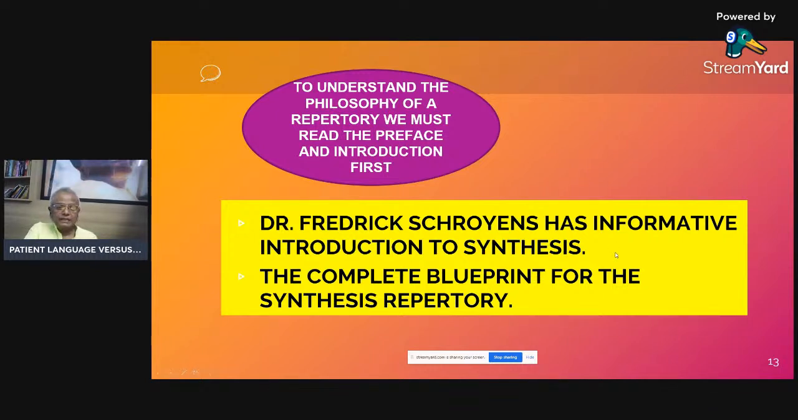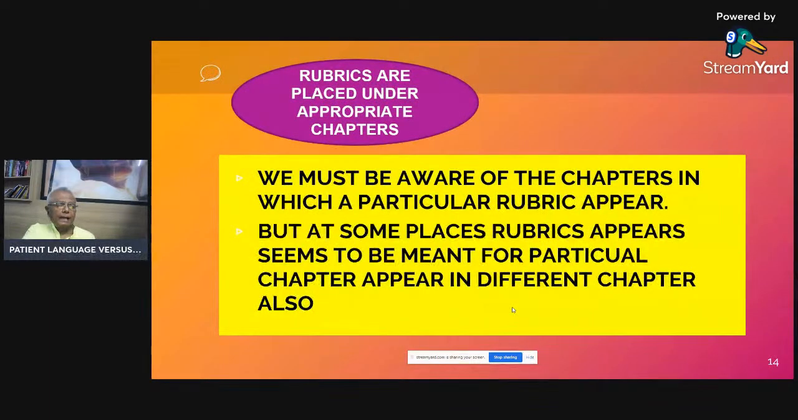Dr. Frederick Schwartz has informative introductions to the Synthesis, the complete blueprint for the Synthesis repertory. So there is a blueprint for each repertory. Likewise, Kent has also given the blueprint in his preface and introduction, and what the qualifications are. So before going into the repertory, you have to read the introduction, blueprint, and preface of that repertory. This will help you to become acquainted with them.